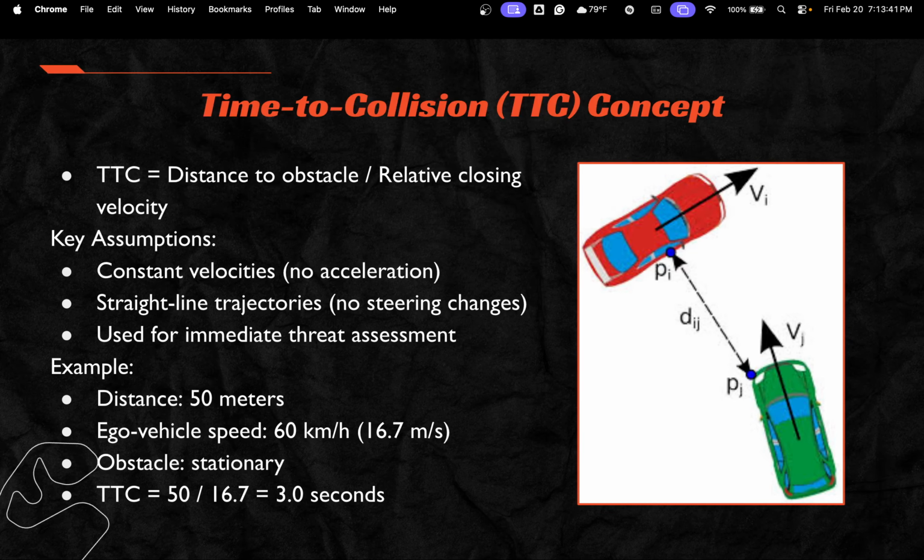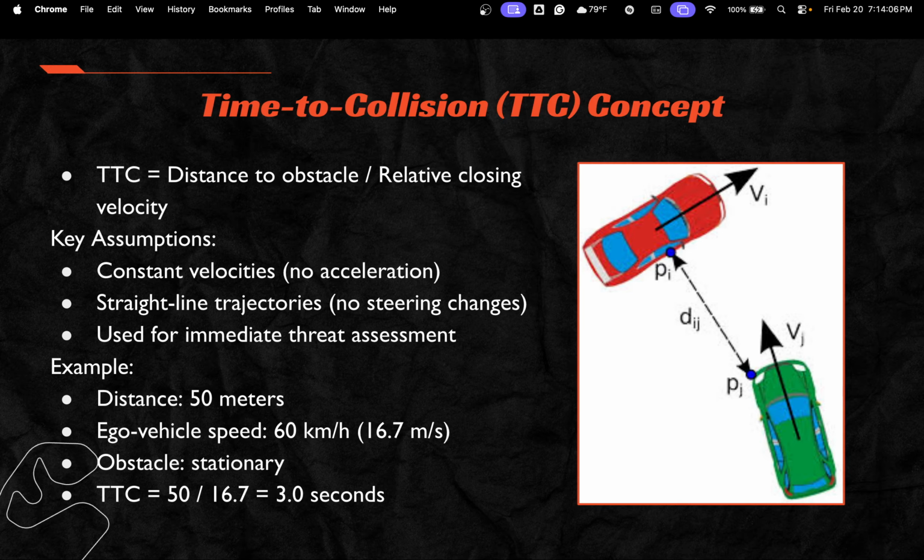The reason it's saying relative is because if two cars are moving, you would still need to find out how long it would take you to collide given your velocity. But it's a different scenario if one car is moving and the other one is not. That's why it's saying it's relative.